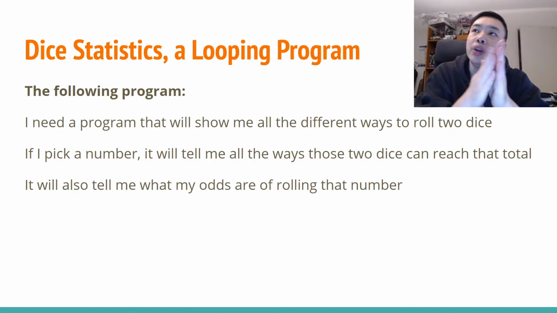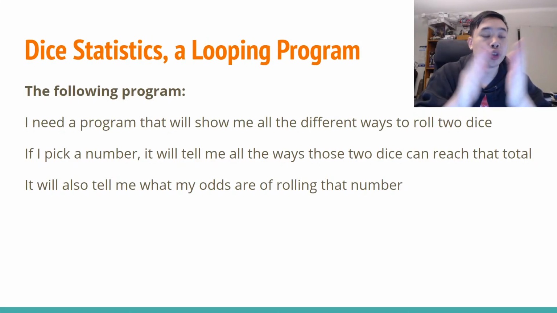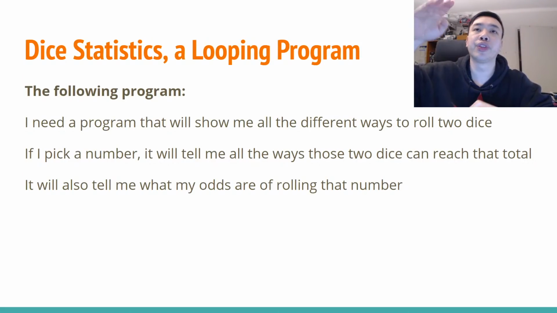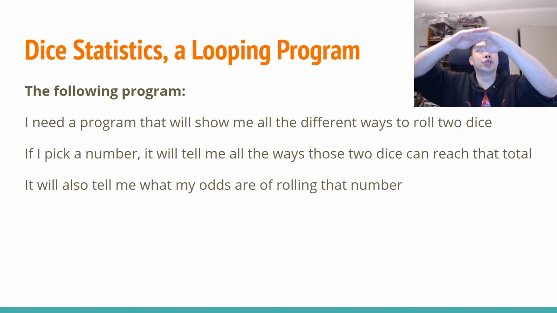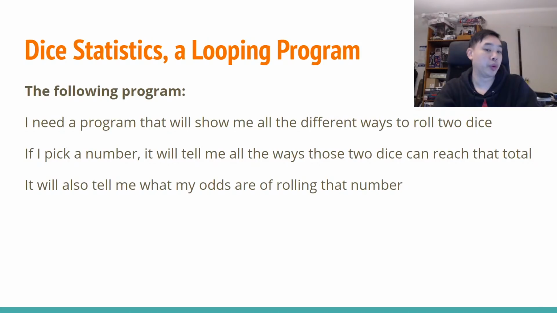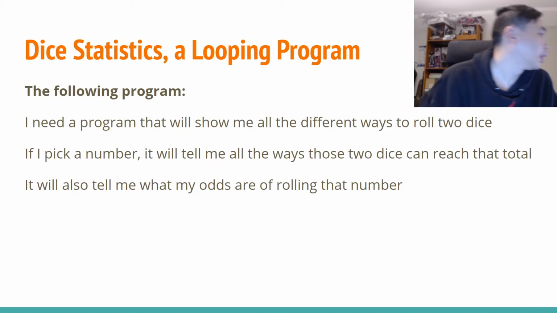But what I'm going to do is try to put together a program which is going to show me all the different rolls that can be made. And if I pick a number and I say, how many ways are there to roll 7? What is the percentage chance I have of rolling a 7 on 2 dice and adding them together? This program should be able to tell me that, because it should be able to show all the possibilities, check how many are equal to 7, and then tell me what my odds were of rolling that.